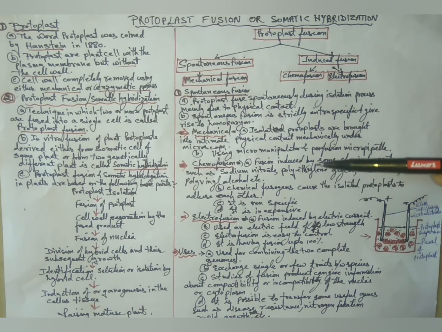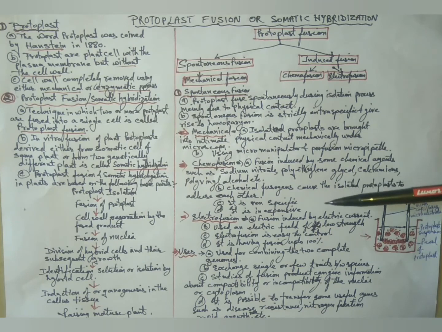Next, chemofusion. Fusion is induced by some chemical agents such as sodium nitrate, polyethylene glycol, calcium ions, polyvinyl alcohol, etc. These chemical agents are called chemical fusogens. Chemical fusogens cause the isolated protoplasts to adhere to each other. It is non-specific. It is inexpensive.